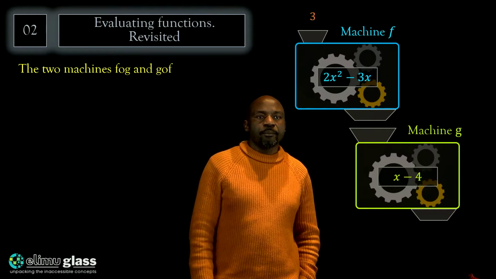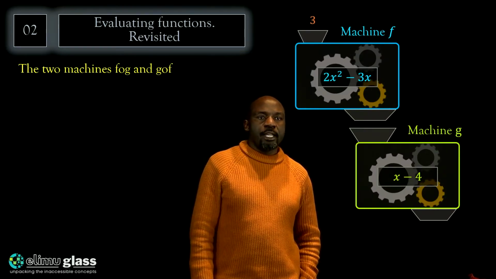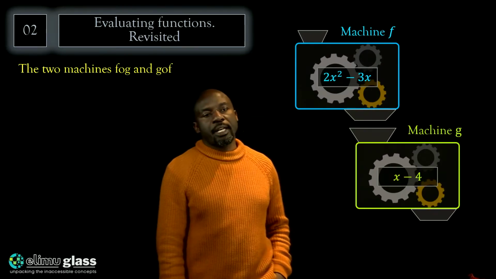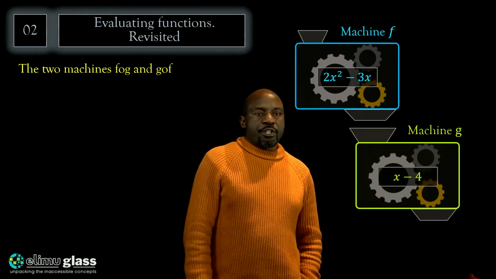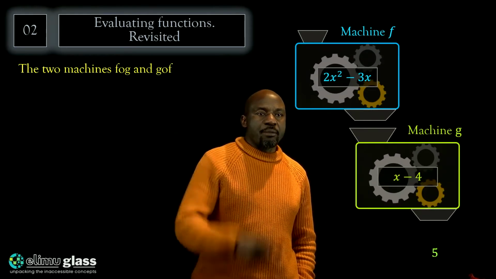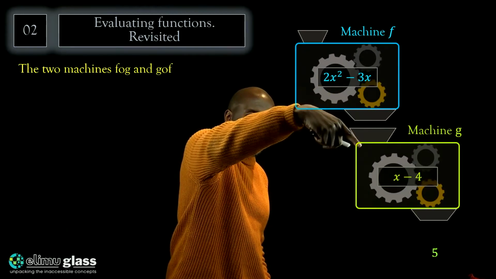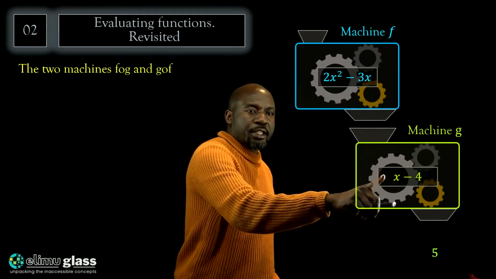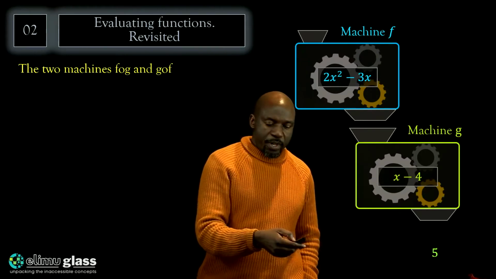Let's try another one. 3, what do we end up with? If we do the same, the first machine gives me 9, and I get 5 outside, because if we put 9 in, then the second machine takes the 9 and subtracts 4, and we get a 5.